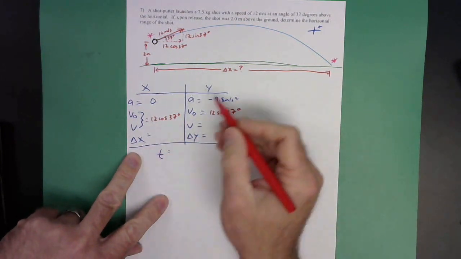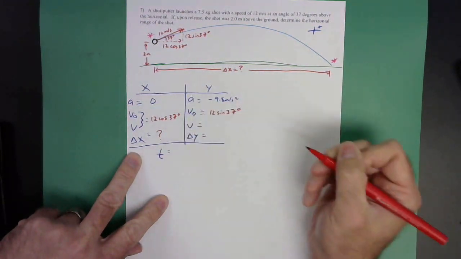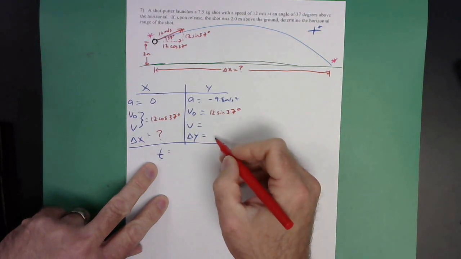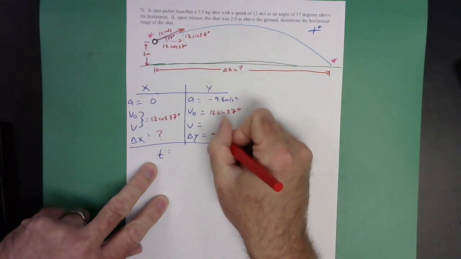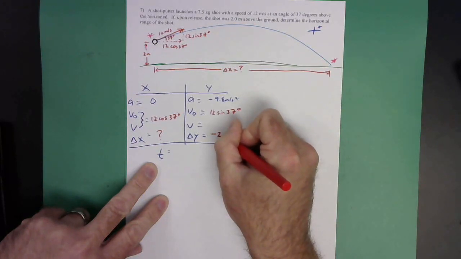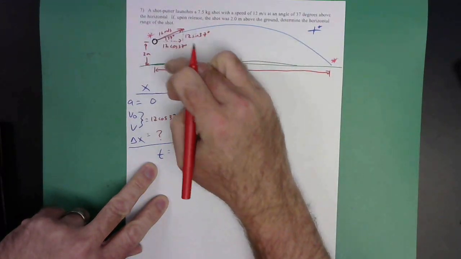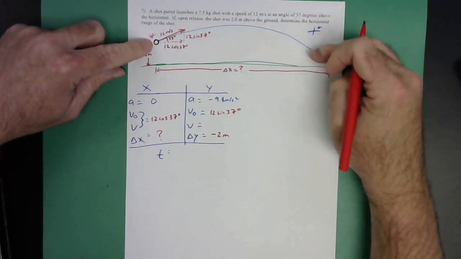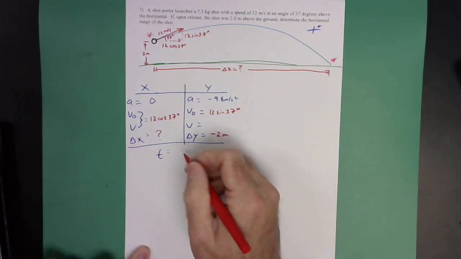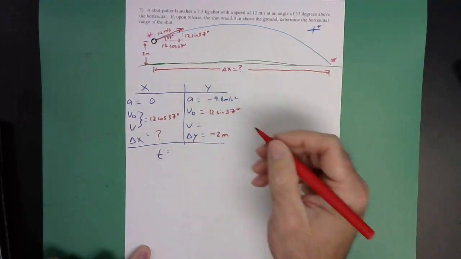Do you know how far we go horizontally? That's what we're trying to find. Put a question mark there. Do you know the vertical change? You say, yeah, it's going to be, careful, negative 2 meters. We're going down 2 meters, right? Because remember, we're showing the motion of the shot. It's going to end up 2 meters lower than it started. And the time, we don't know anything about the time to there. So this is what we have.